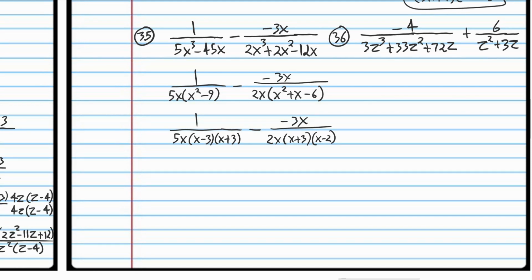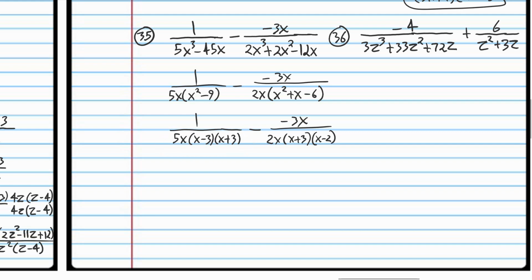So now we can see that we have some common factors, but we have other factors that are not common. So we have an x plus 3 in both of these. But we have a 2 and a 5, so those are different. And we have an x minus 3 and an x minus 2, those are different. So this does not have an x minus 2.